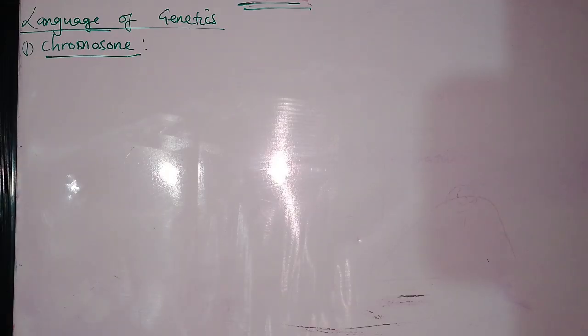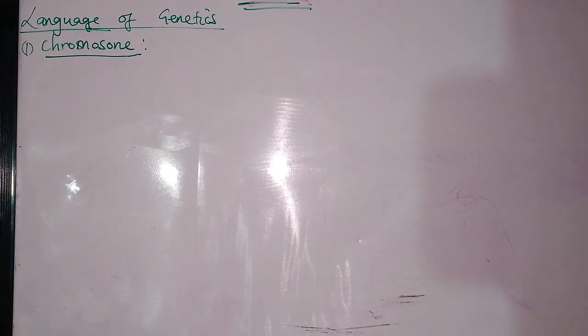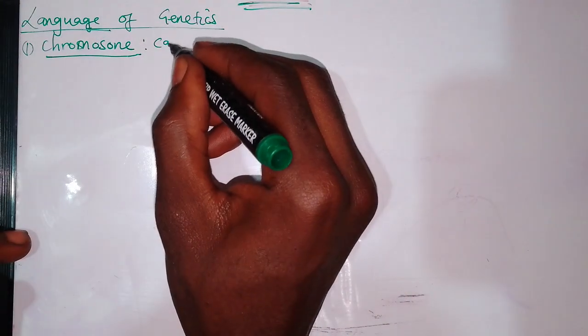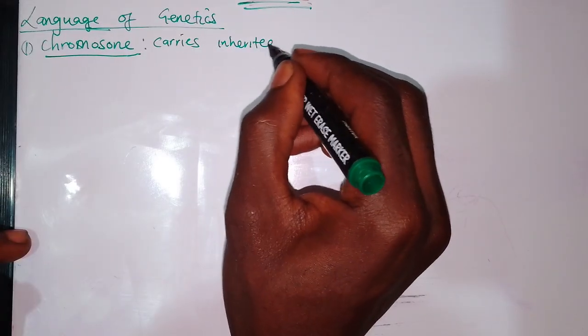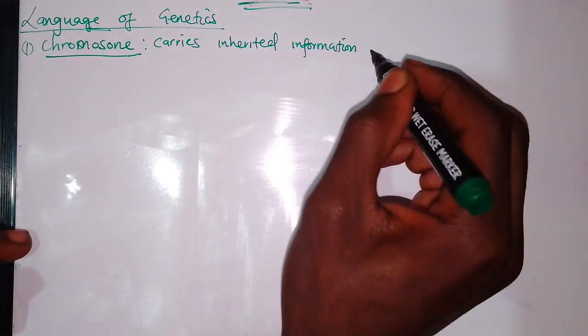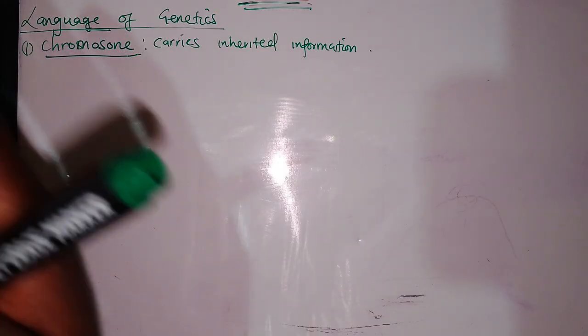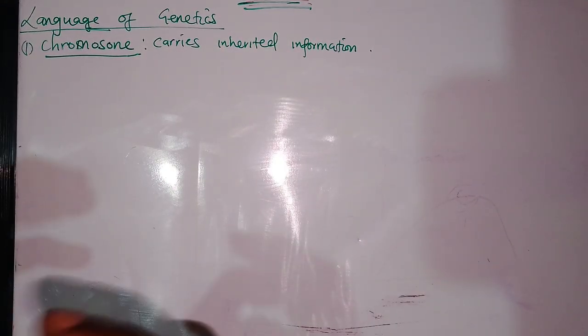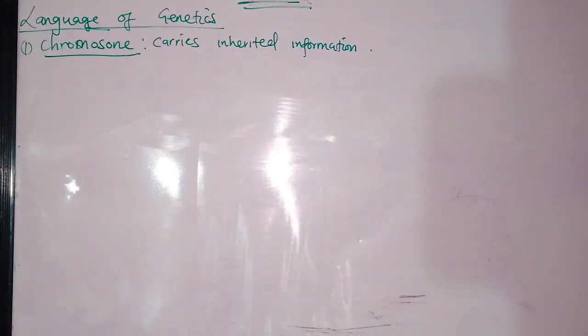Whenever we're talking about the chromosome, in simple terms, you just say a chromosome carries inherited information. So information like the eye color, how the person will look, the height, all those things are on a chromosome.